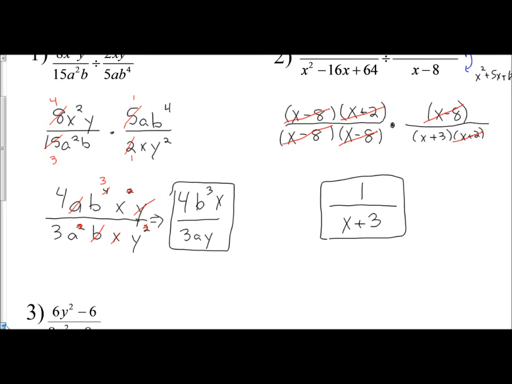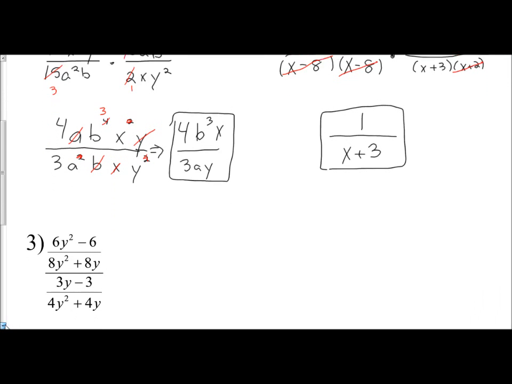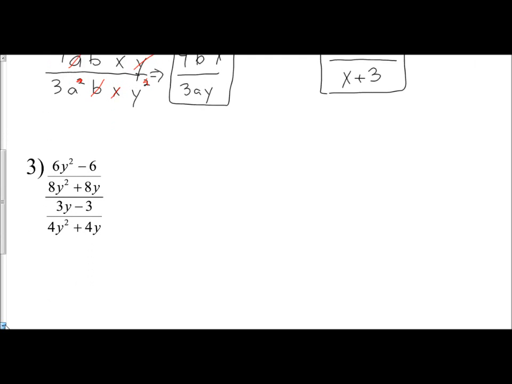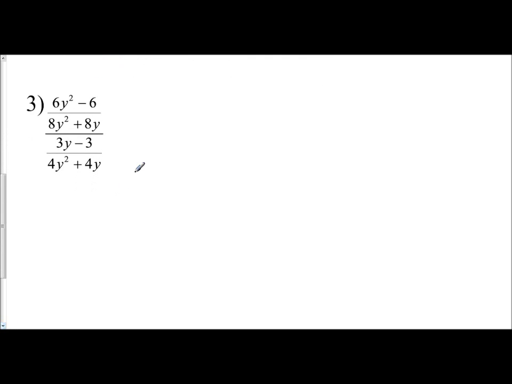Now, if we look at number 3, it's a little more complicated. It is a fraction on top of a fraction. To many students, this looks very, I would say, scary. But what you need to remember is you have done these problems before. You're taking this fraction, 6y squared minus 6 over 8y squared plus 8y, and you are dividing by 3y minus 3 over 4y squared plus 4y. That's what this means. I'm taking this fraction and dividing by this fraction.